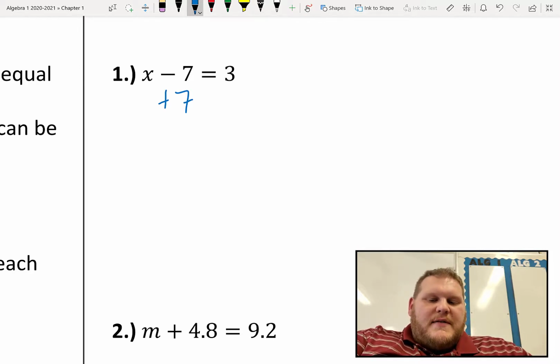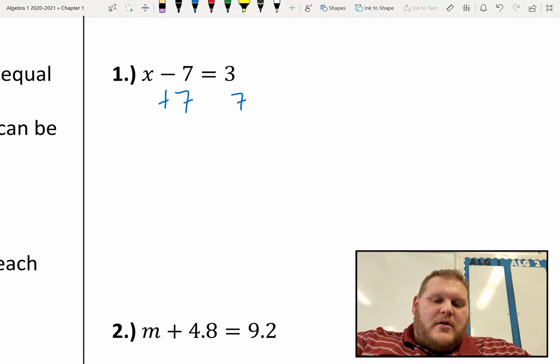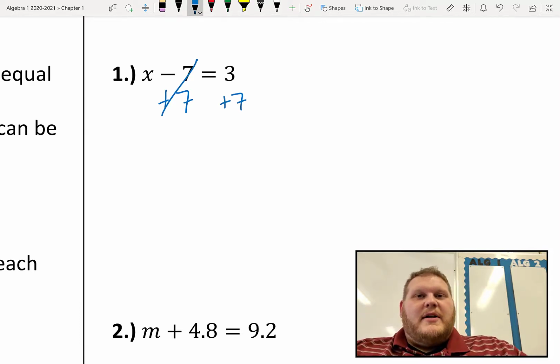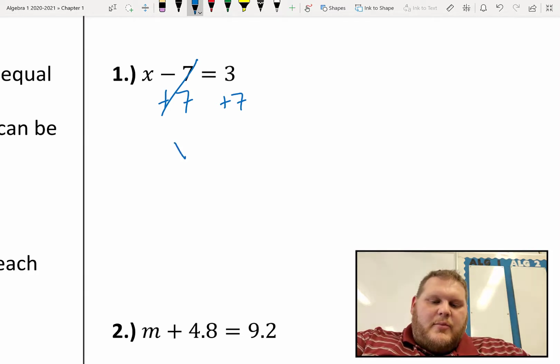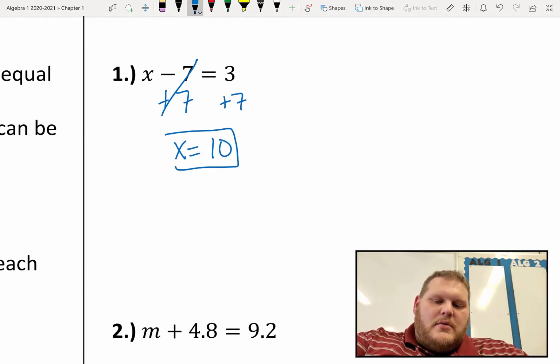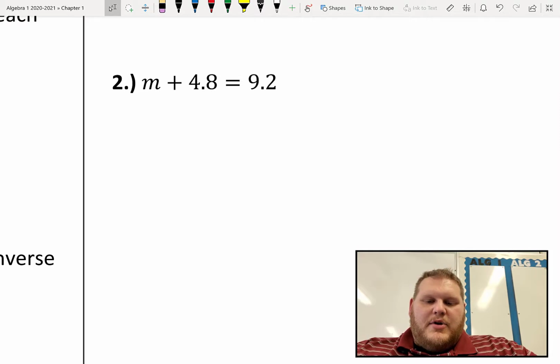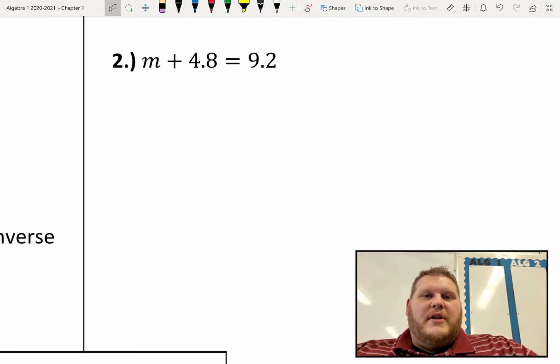But what I do on the left side, I also have to do on the right side. So I have to also add 7 on both sides. So my minus 7 and my plus 7 cancel out. I end up with just x equals 10. Continuing on with number 2, I'm starting off with m plus 4.8 equals 9.2. So here, now my variable is m, and I'm adding 4.8 to it.